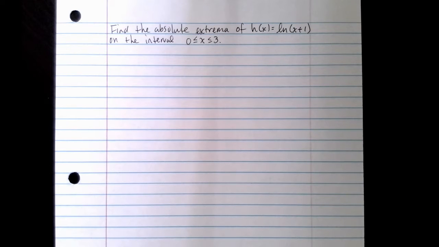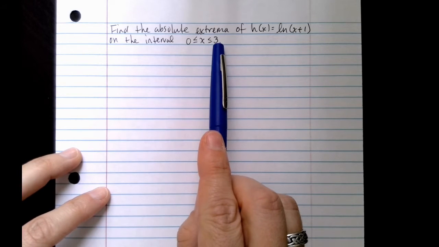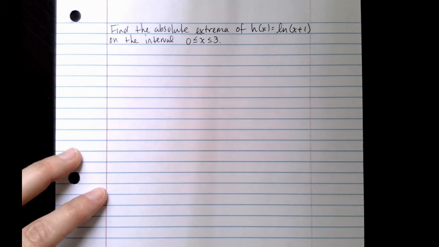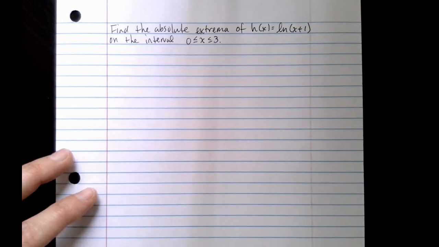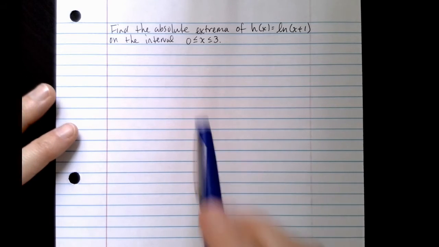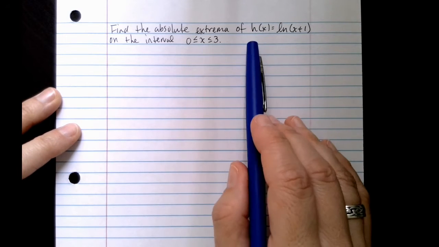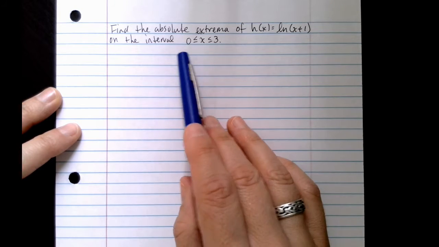Find the absolute extreme of h of x equals natural log of x plus 1 on the closed interval from 0 to 3. Okay, first things first, does the extreme value theorem apply? Well, I know I have a closed interval, so now what we have to see is whether this function is going to be continuous on this interval.